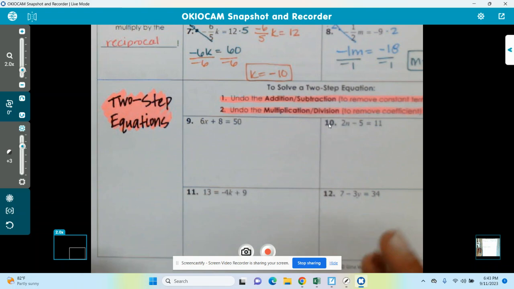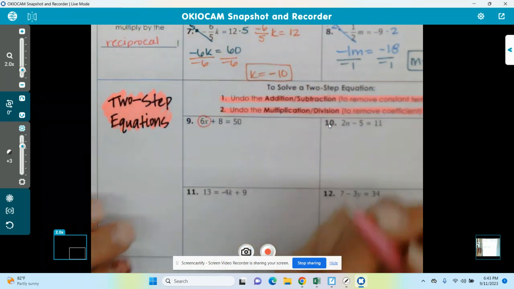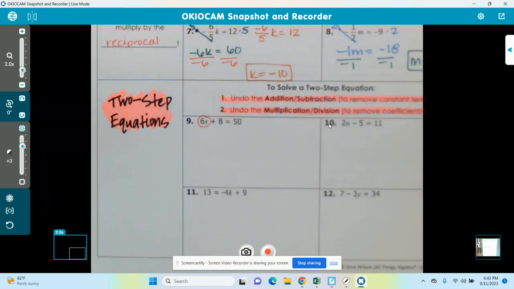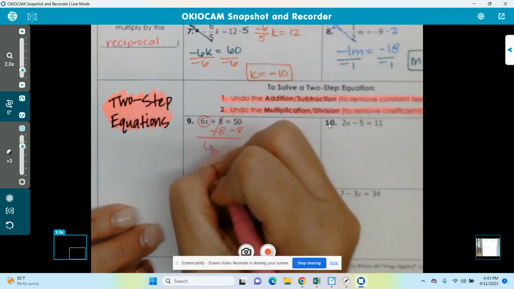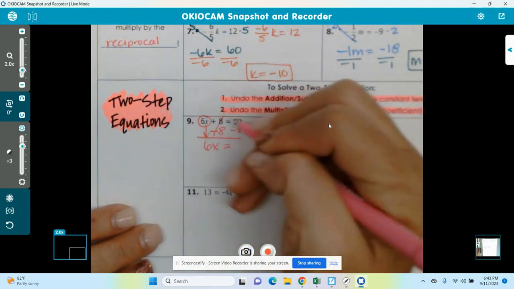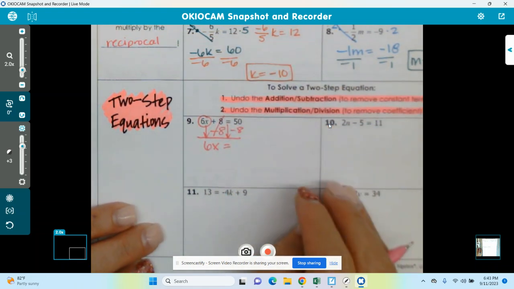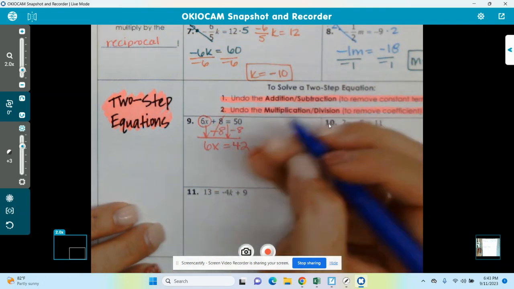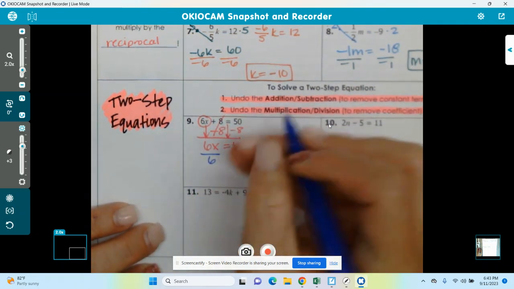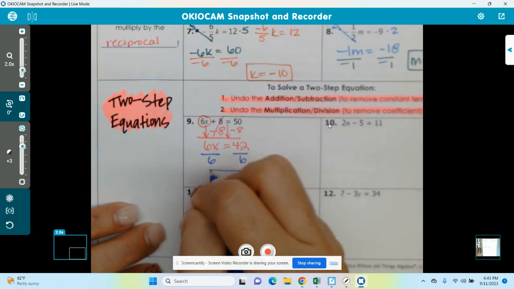All right, so on number 9, here's my variable term. So I need to move this plus 8 first. So I'm going to subtract 8 from both sides. Always bring down everything you're not using. 50 minus 8 is going to give me 42. And then to get my final answer, we're going to divide by 6, and x should equal 7.